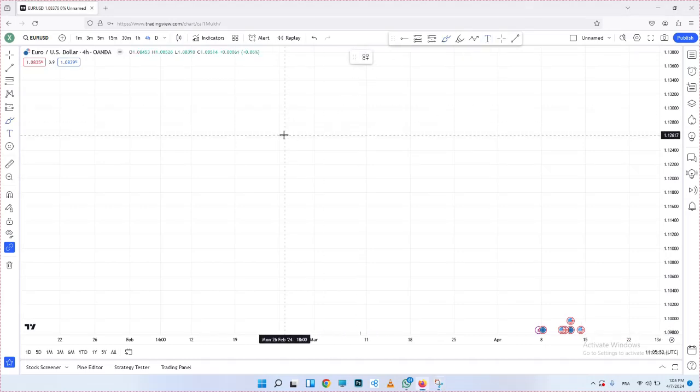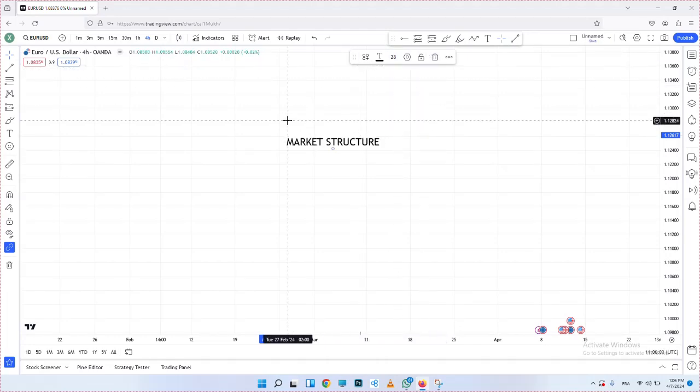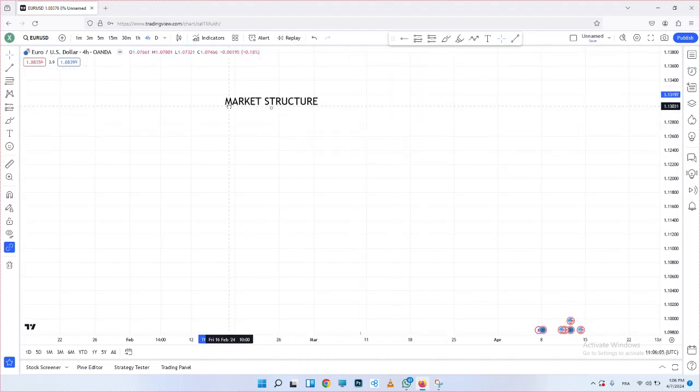Let me give you this introduction about the market structure, right? Because today I decided to show you guys how I manage to take some entries. So about market structure, we have two types of markets. We have bullish market and bearish market.